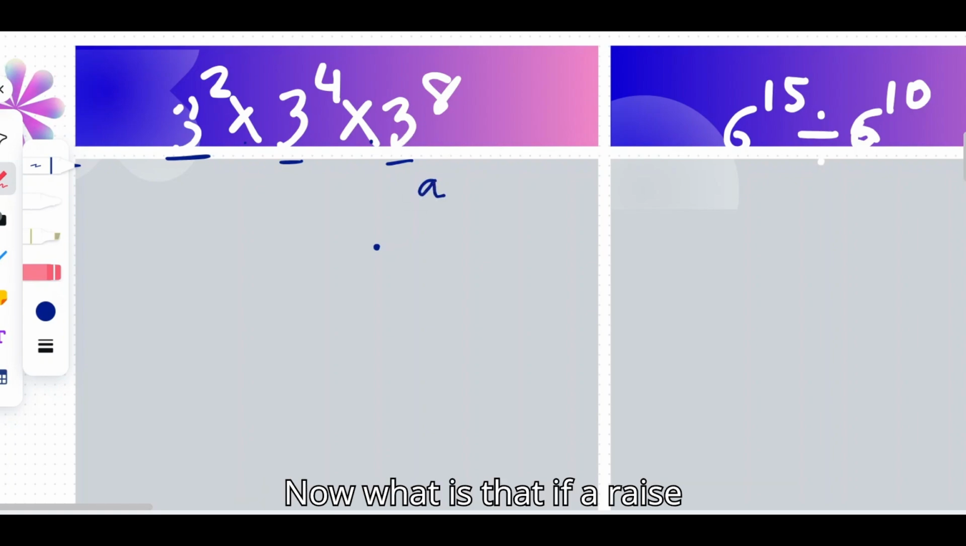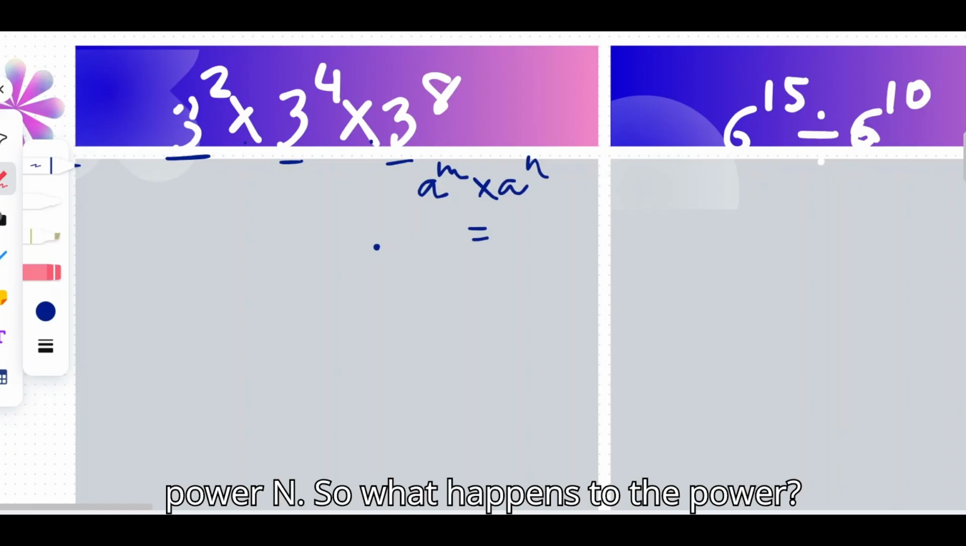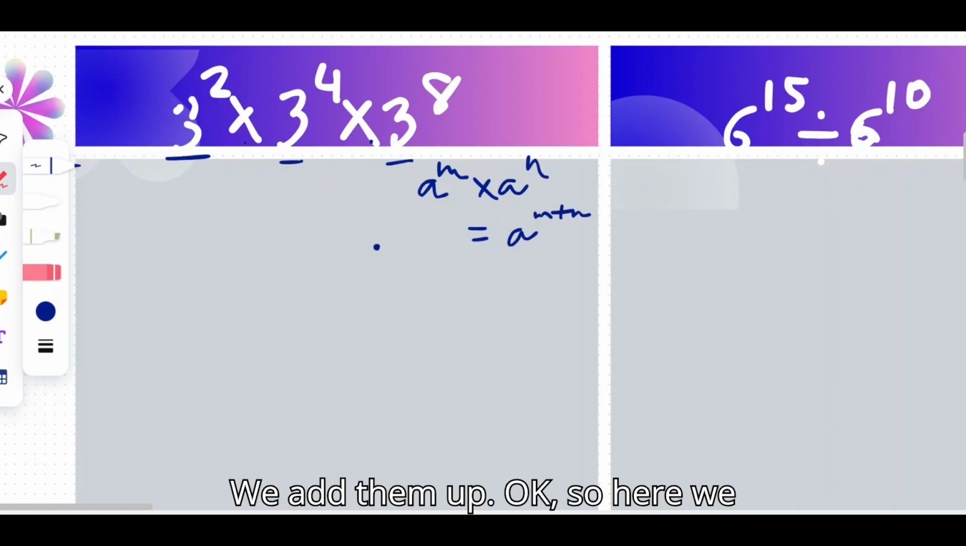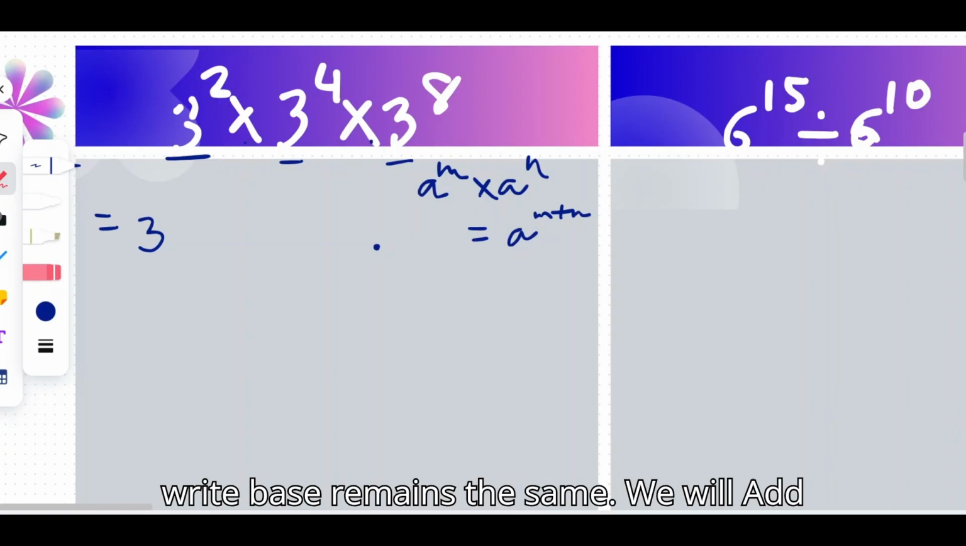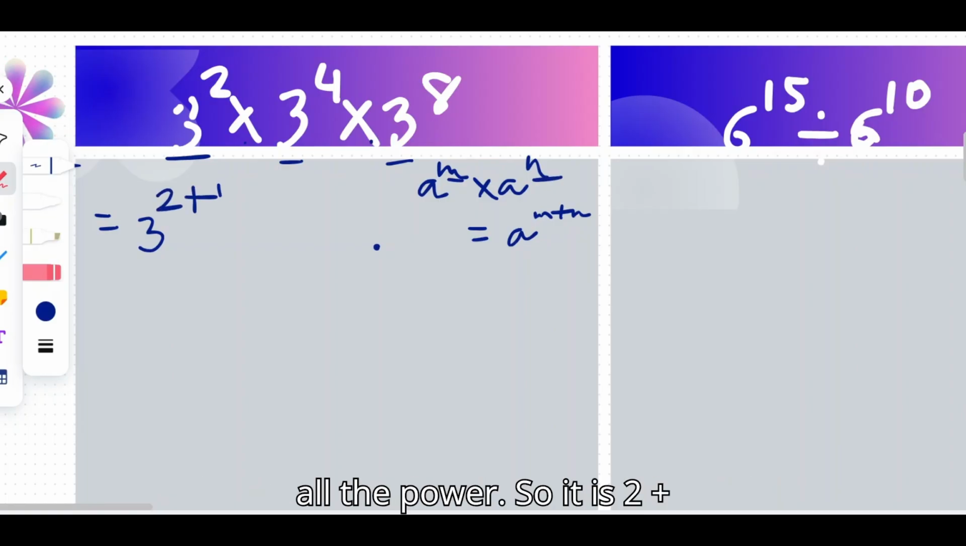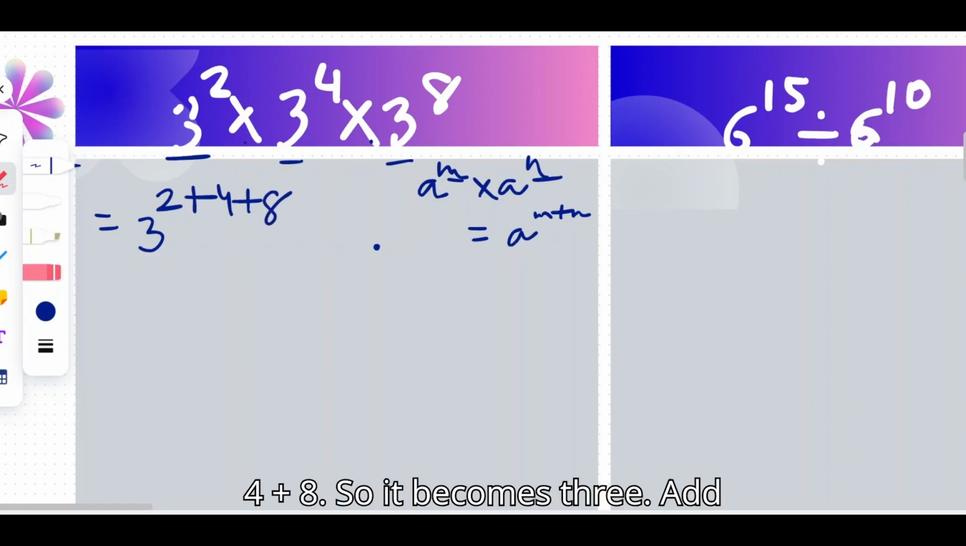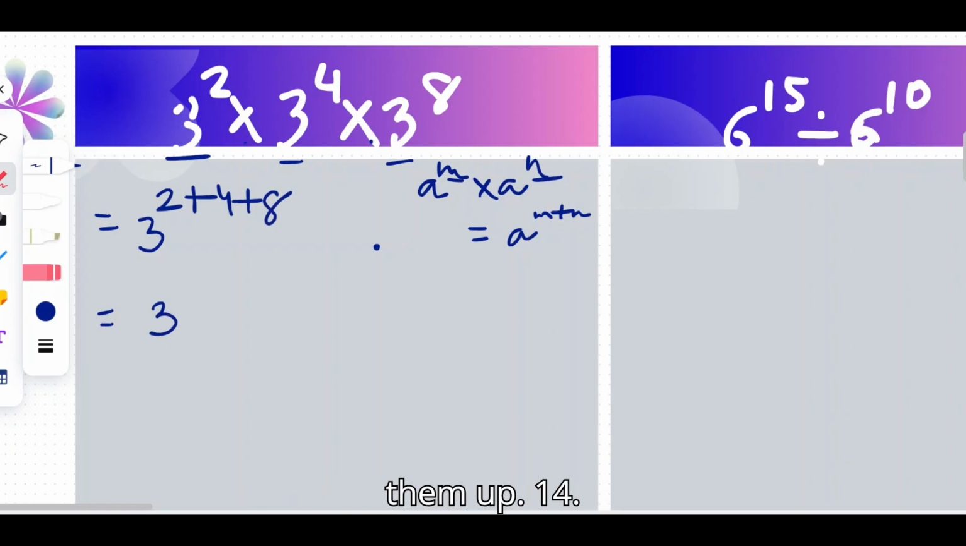Now what is that? If a raised to the power m times a raised to the power n, what happens to the power? We add them up. Here we have three of them, so what will we write? The base remains the same. We will add all the powers. So it is 2 plus 4 plus 8. So it becomes 3 raised to the power 14. All right, I hope it is clear.